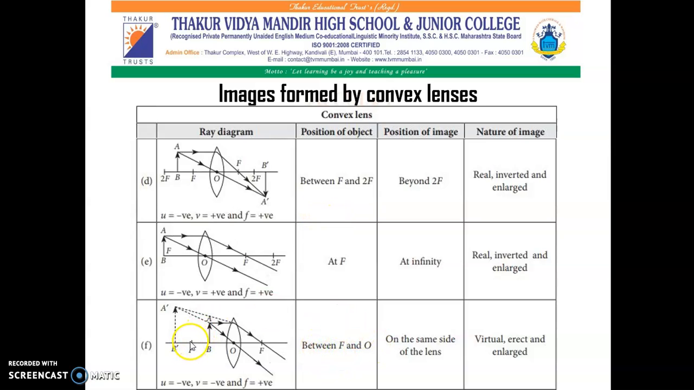In the last case, when the position of the object is between f and O, that is between the principal focus and the optical center of the lens, the position of the image formed is on the same side of the lens. You can see over here AB is the position of the object, whereas A dash B dash is the position of the image, which is formed on the same side of the lens. And so, the nature of the image will also be virtual, erect and enlarged.